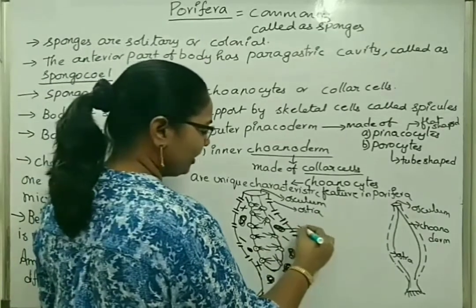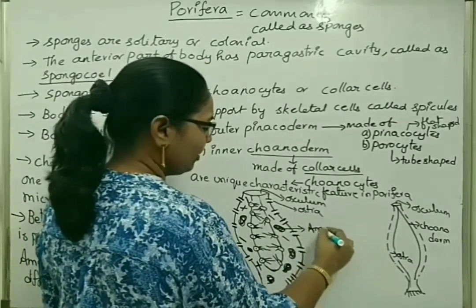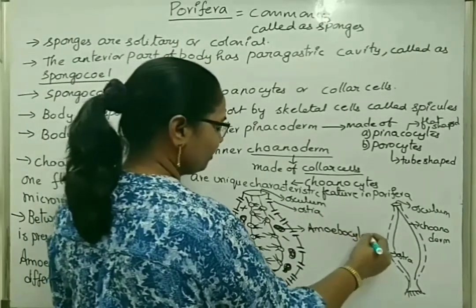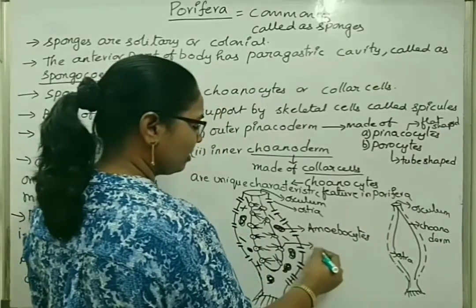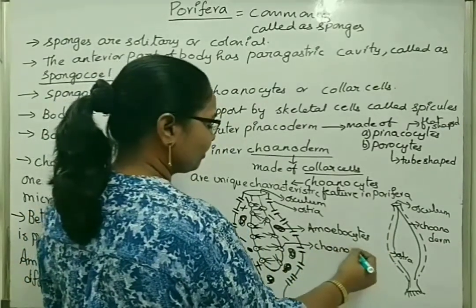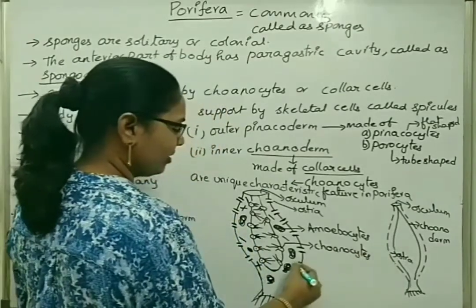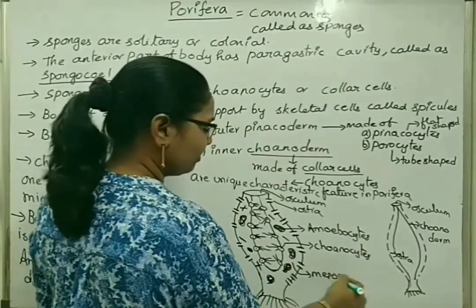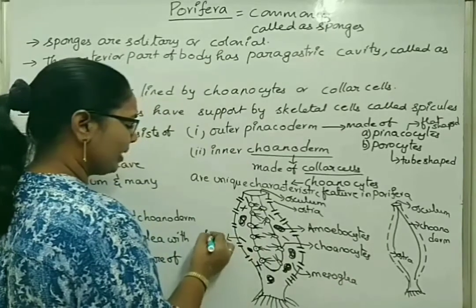If we go for labeling, we can tell this is amoebocytes. These are choanocytes. This is mesoglia. These are spicules.